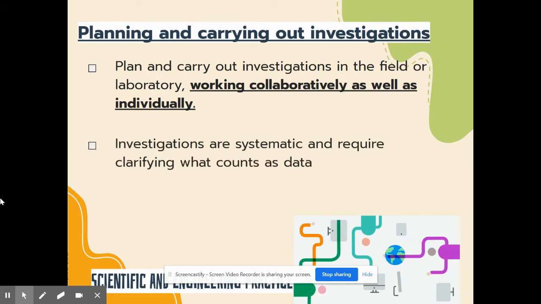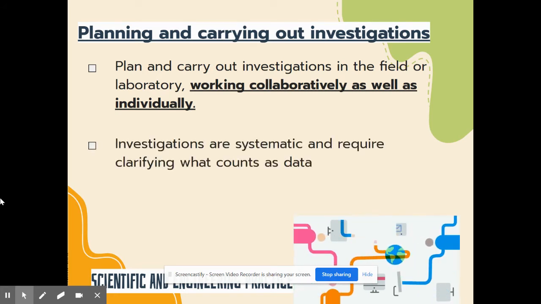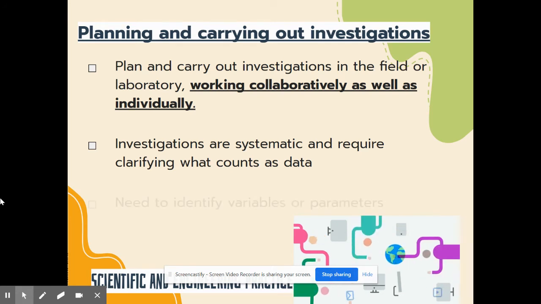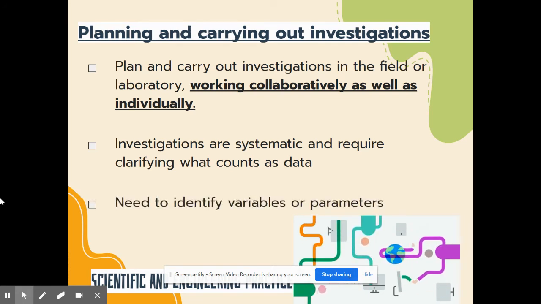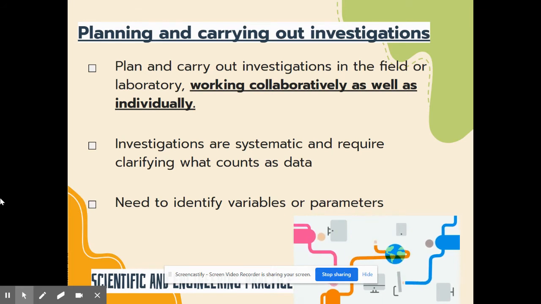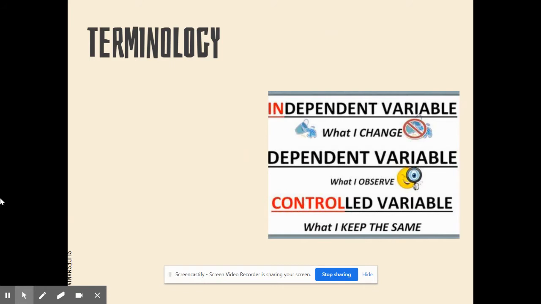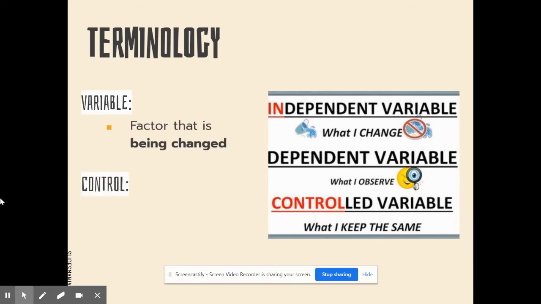Investigations are systematic and they require clarifying what counts as data. In order to do that, we need to be able to identify variables or parameters. So let's talk about what a variable is, and some more terminology. A variable is a factor that is being changed. A control is a standard against which you measure all changes. In an experiment, you usually have a variable and you have a control.